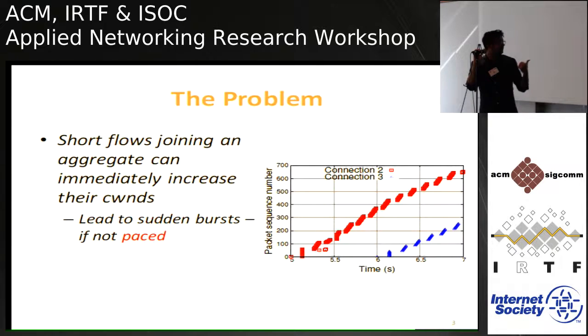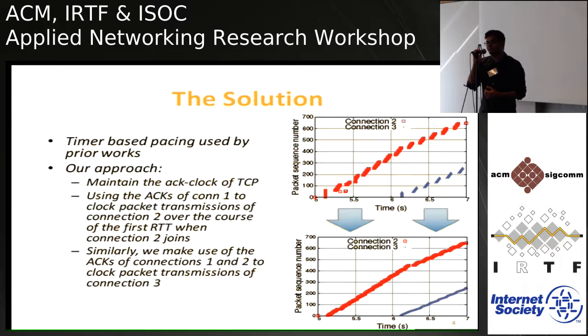And as you can see, the red line, connection 2 joining after 5 seconds, is basically bursting in the network. Next slide, please. And the solution is obvious. We have to pace the packets.